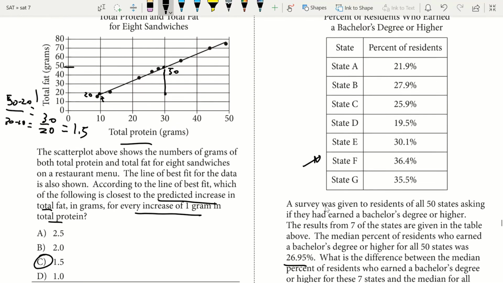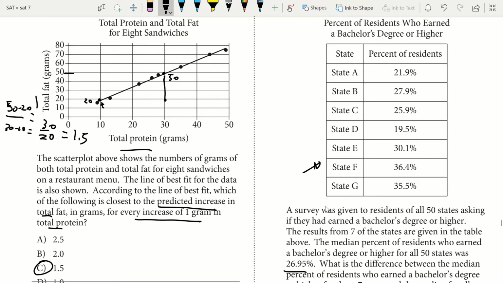All right, I'm given the median for the 50 states. I have to find the median here. I see my highest value is 36, second highest 35, third highest is 30. I know there's 7 values, so I only got to get rid of 3. So now I'm looking for the next highest. My next highest will be 27, and we see my 3 lowest are all right there. I just crossed them out. So I know my median is going to be 27.9.